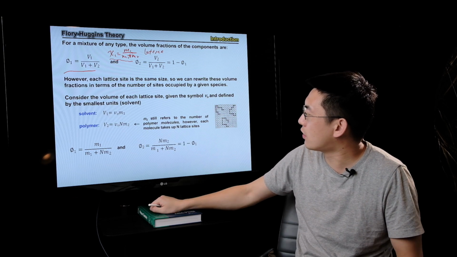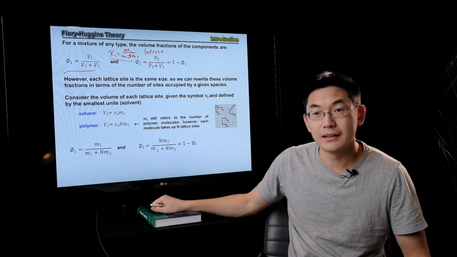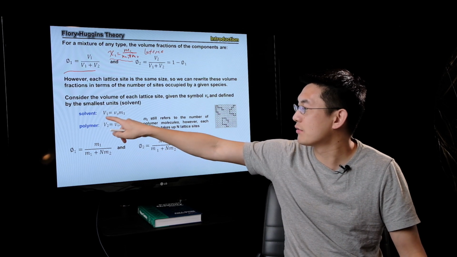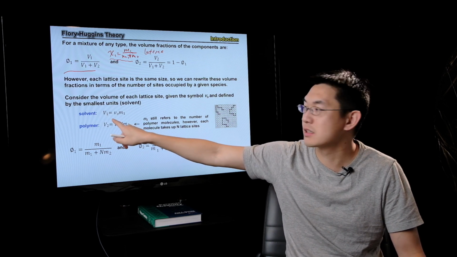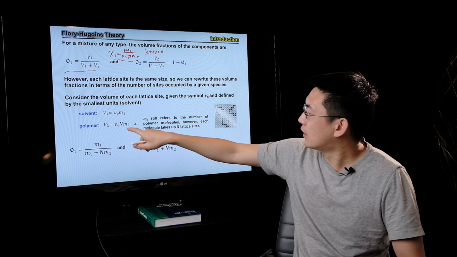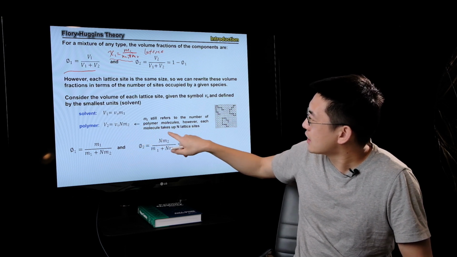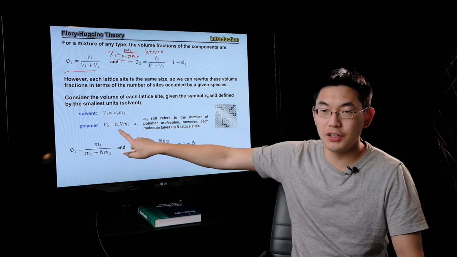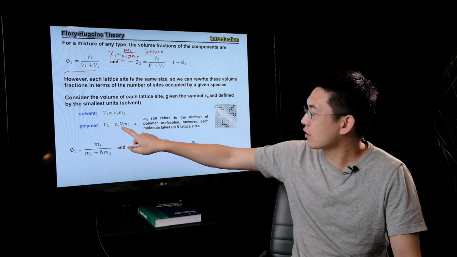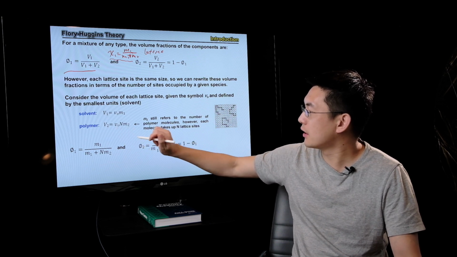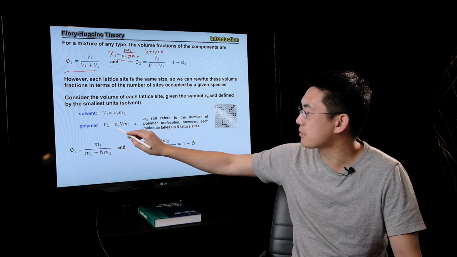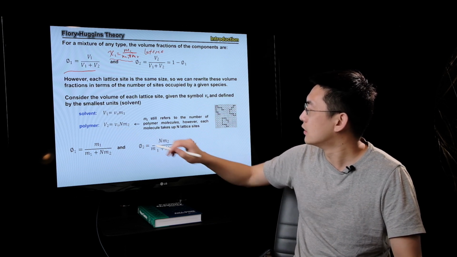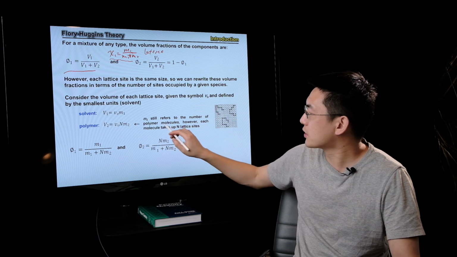M1 is the number of lattice sites you have. If you have 100 lattice sites, then you have a solvent volume of V1 multiplied by M1. The one for the polymer is a little more complicated, because each polymer does not occupy just one volume. It needs to occupy the degree of polymerization N multiplied by V0, the unit volume, and multiplied by the number of molecules, N2 in this particular case.